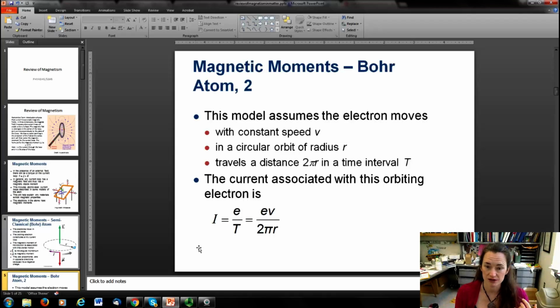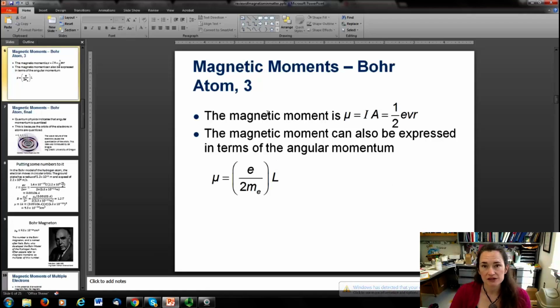And then you could rewrite that using the equation that v is equal to 2πr over T as ev over 2πr for your current, okay? Now, that means that if you define your magnetic moment as the current times the cross-sectional area, then you can rewrite that as IA, and plugging in for the current that we had on the previous slide, I times A would give you 1/2 evr, okay?